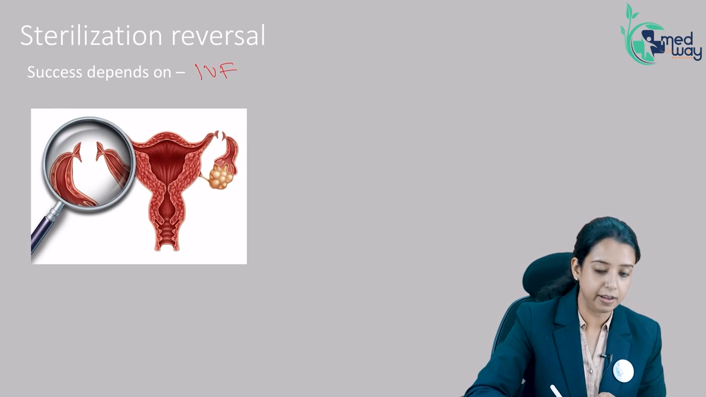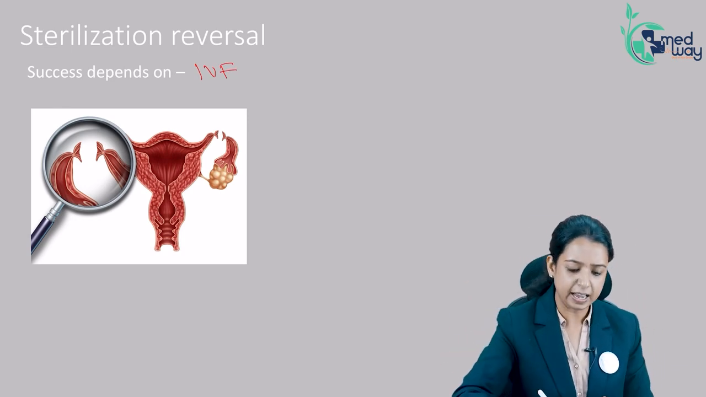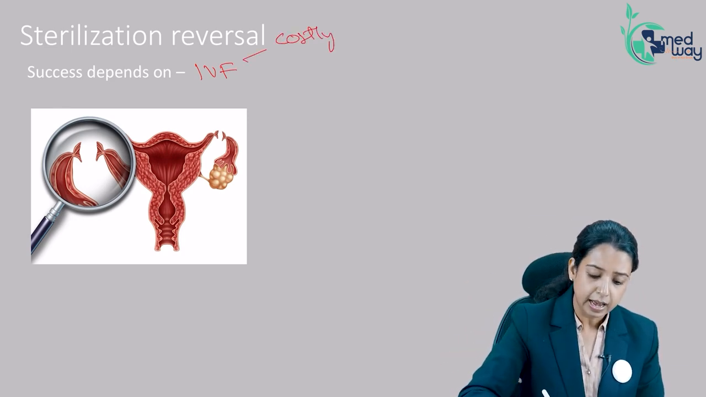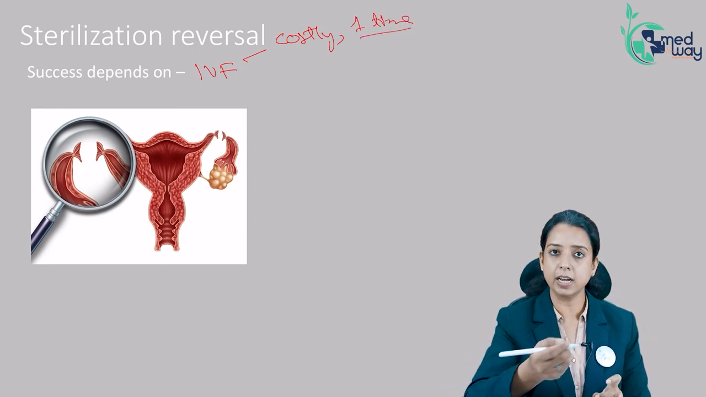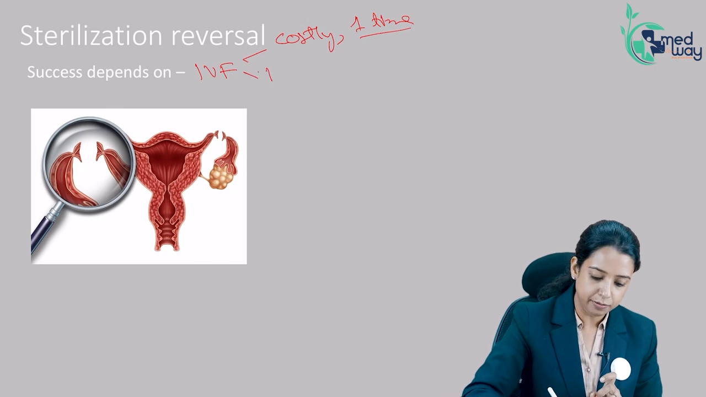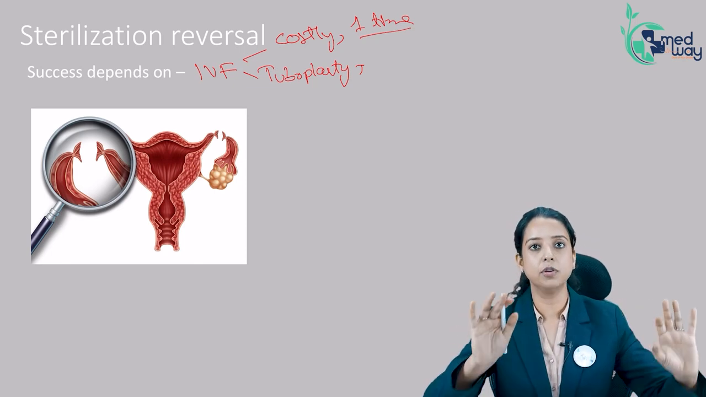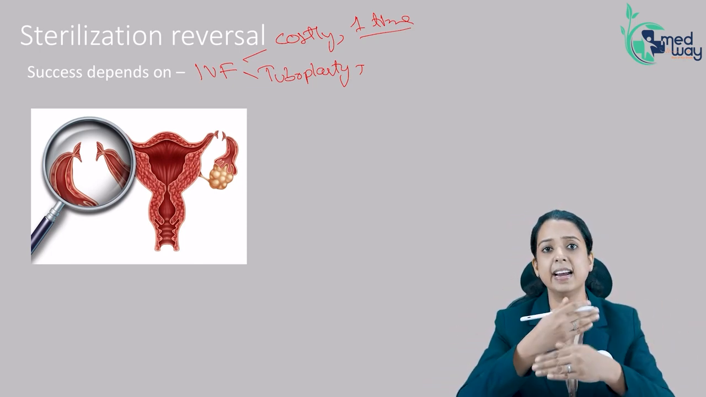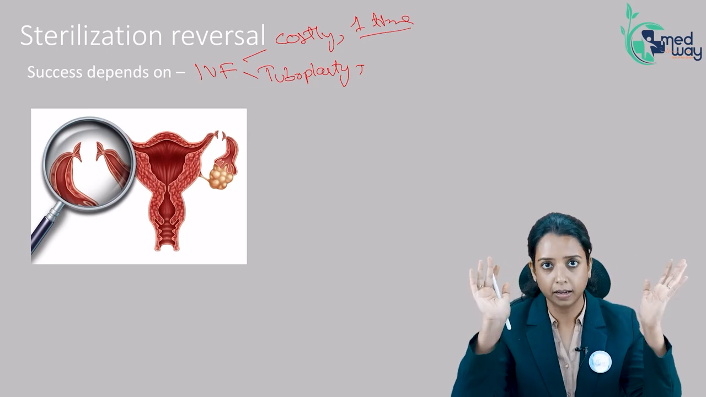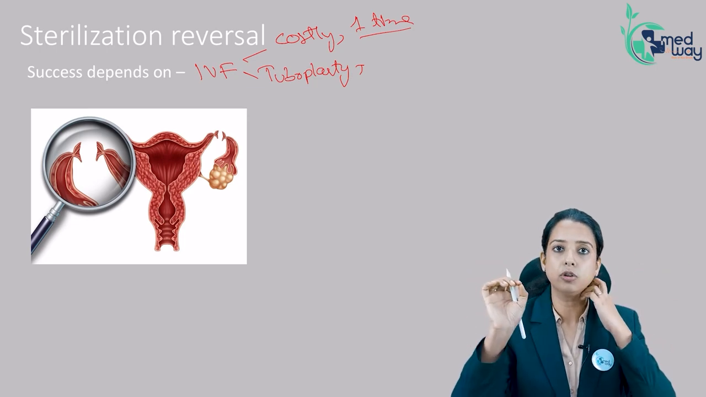One option is IVF, offer them IVF. But IVF is costly and it is a one-time thing. If she wants to become pregnant again, she has to go for IVF again. Whereas if you do tuboplasty, meaning surgery of the tube, it is less costly, and once it is successful, you can become pregnant anytime. So it is not a one-time thing. So many times patients opt for tuboplasty.